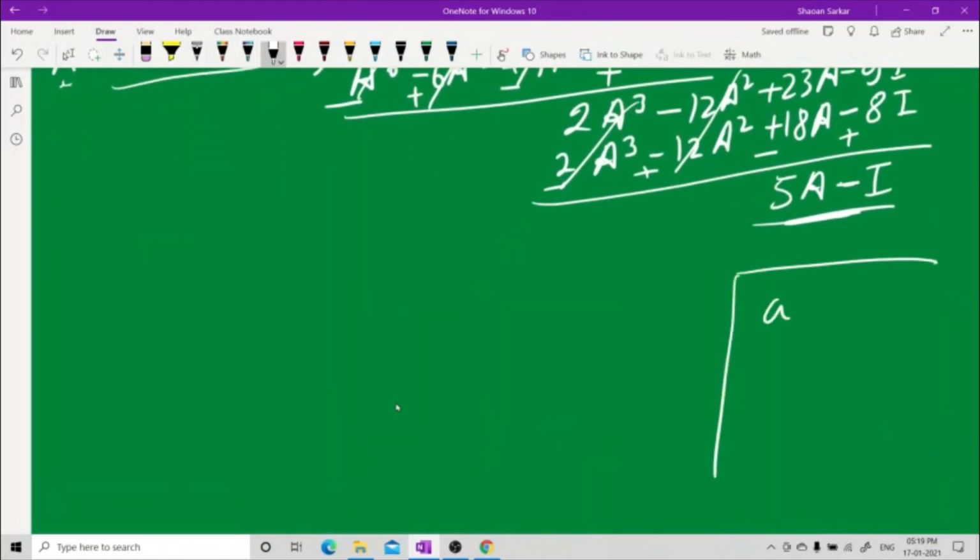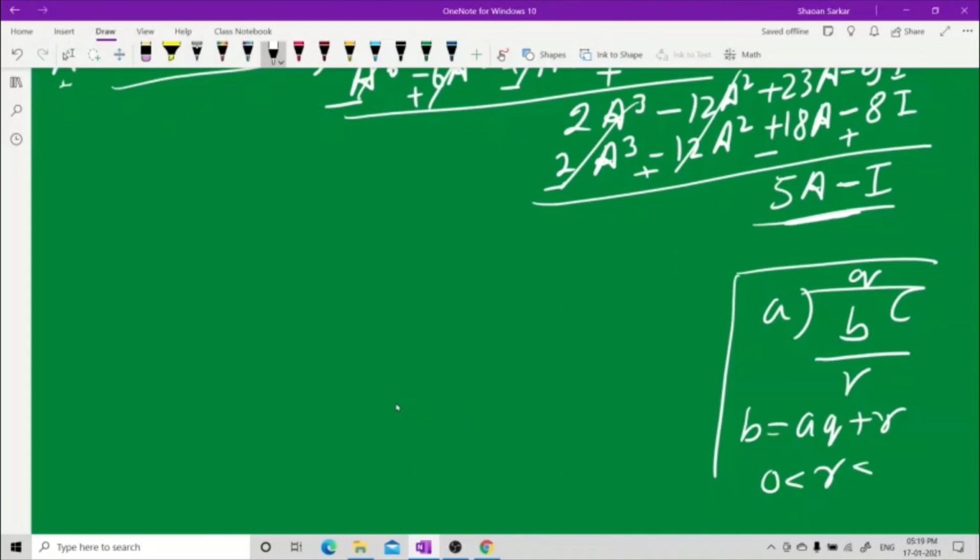See, if A divides B, and this is Q, the quotient, and this is the remainder R, then B can be written as A times Q plus R, where R is greater than or equal to 0 but exactly less than this A. This formula you know in class 10th. This is basically that only.